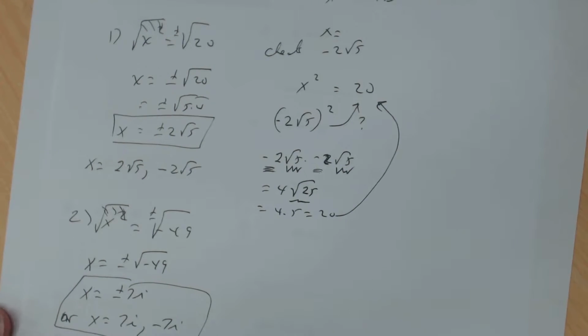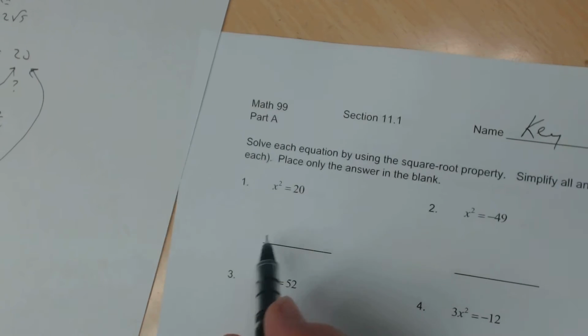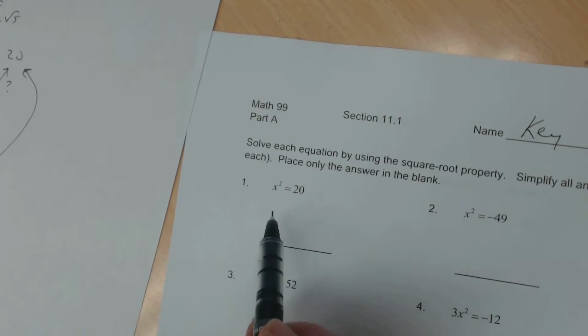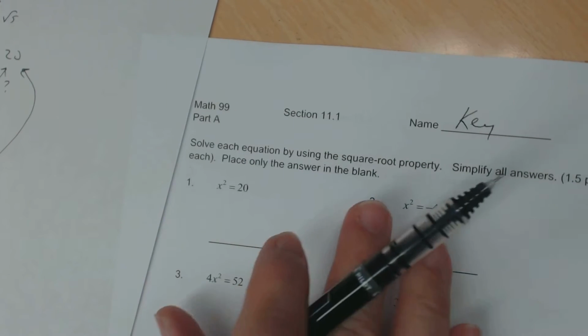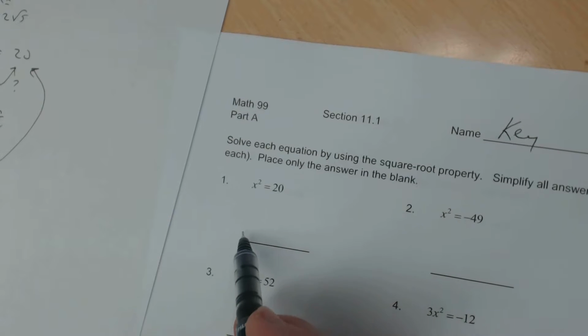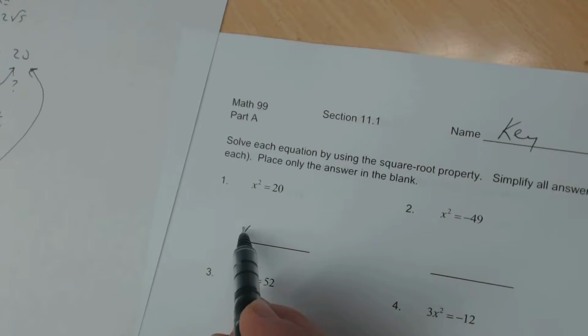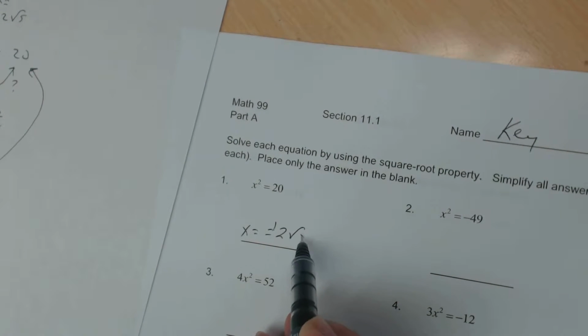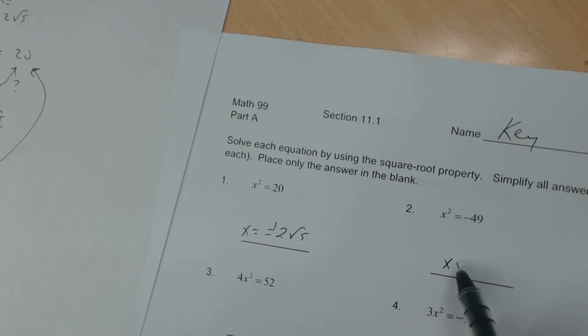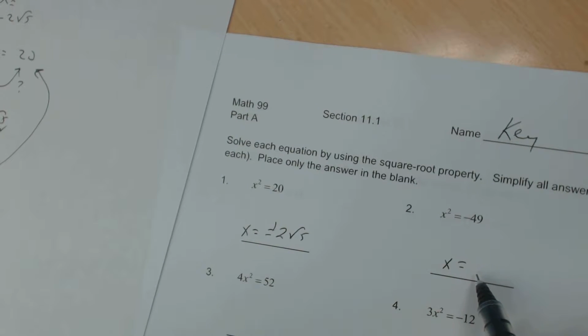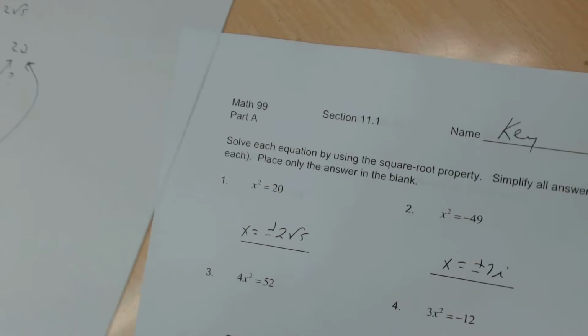All right, number 3. I'm going to go back and put the answers on here. So the answer to number 1 was, now it didn't say show work. You just have to put the answers. So number 1, the answer was x equal plus or minus 2 square root of 5, but you did have to simplify. And number 2, the answer is plus or minus 7i.